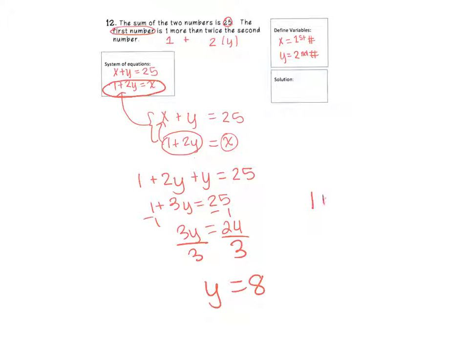So 1 plus 2 times 8 equals x. 1 plus 16 equals x. 17 equals x. So my solution is 17, 8, and I'm always remembering to check my answers on these.